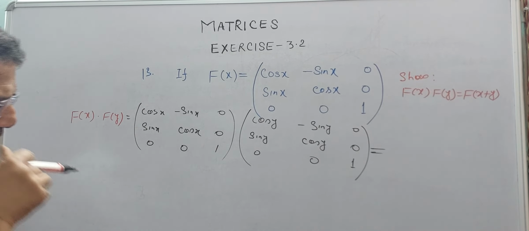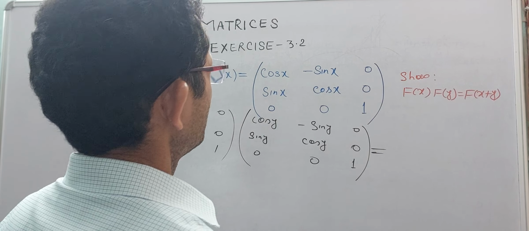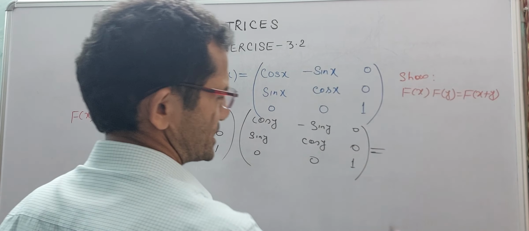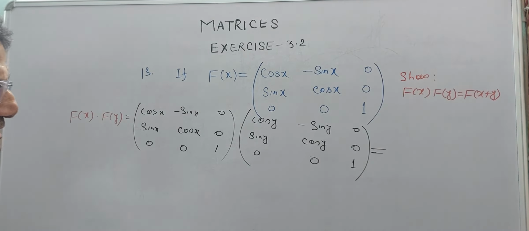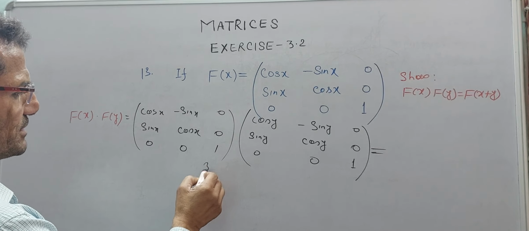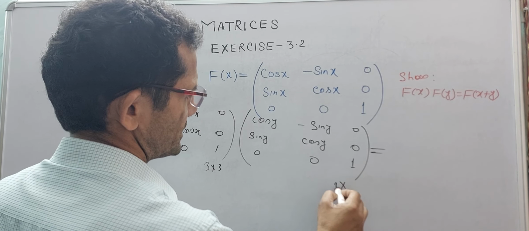Yes, so this is the f x and f y. If I multiply these ones, our value should come here: x plus y, x plus y, x plus y. That's why the right hand side will be f of x plus y. Now taking row by column, because it's ordered 3 by 3, it is defined for multiplication 3 by 3.